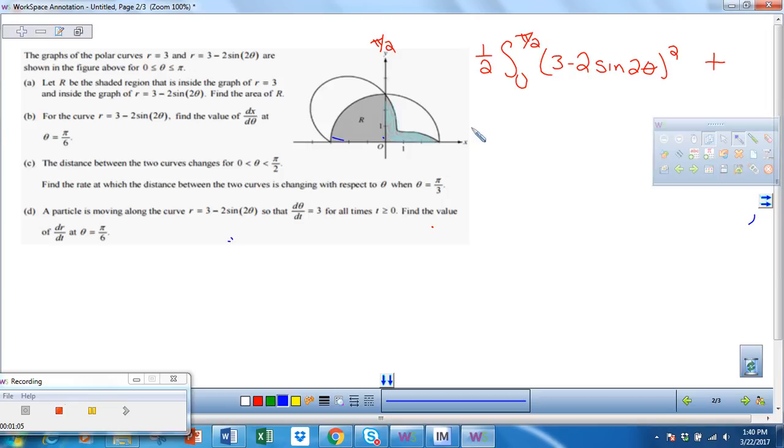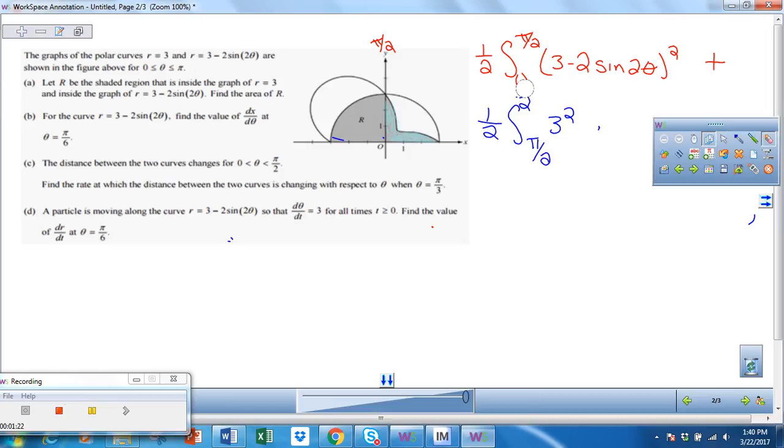Yes. Pi over 2 pi, 1/2 pi over 2 pi of 3 squared. Okay? Pi over 2 pi. That's what I said. Yeah, come on. That's what I wrote. You cannot prove otherwise. There's an undo button. Yes.